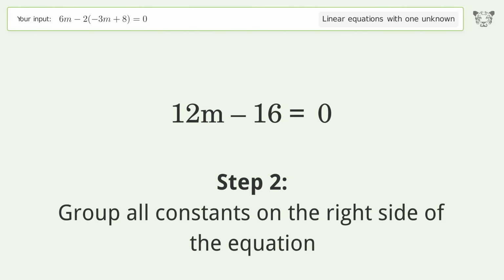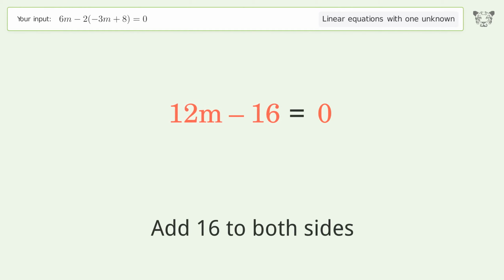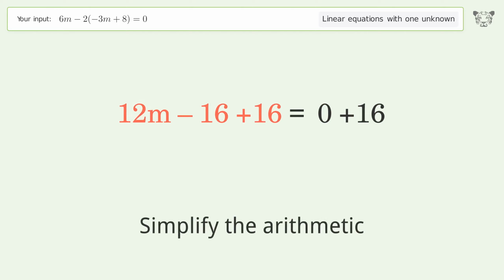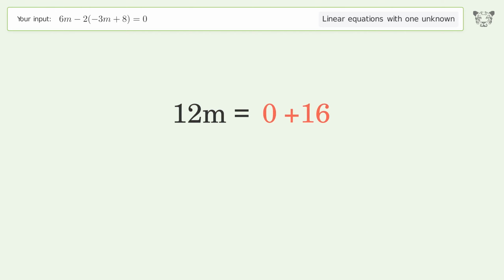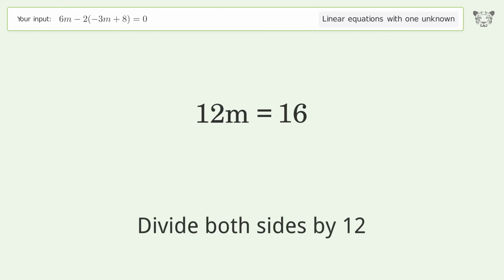Group all constants on the right side of the equation. Add 16 to both sides. Simplify the arithmetic. Isolate the m. Divide both sides by 12.